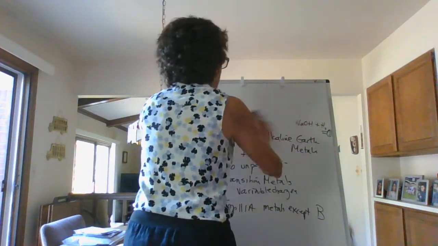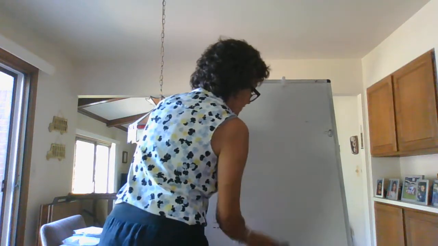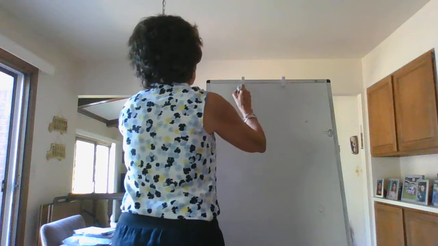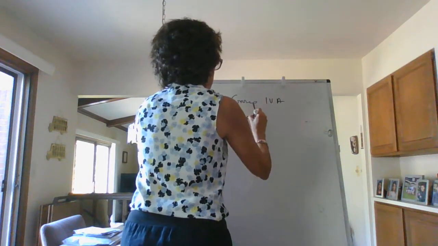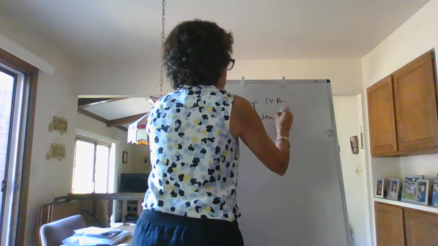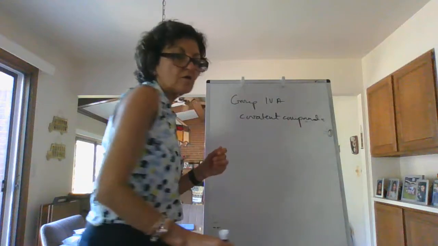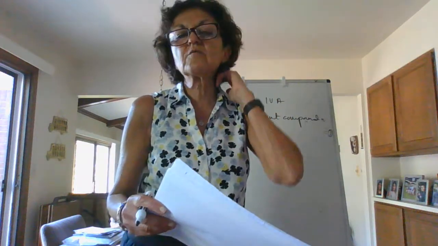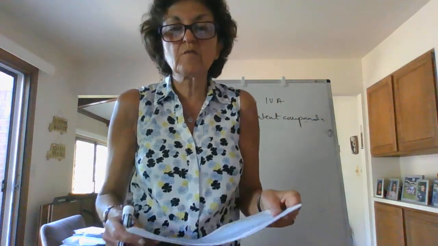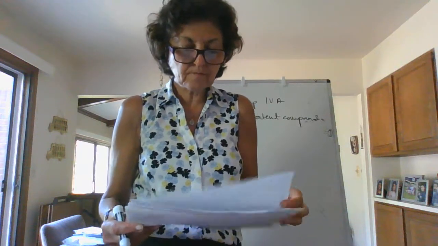So we're not going to write +4 or anything like that. Group 4A, they like to form covalent molecular compounds, not ionic compounds. Okay? And their oxidation numbers vary from +4 all the way to -4. Remember when we did redox back in chapter 4.